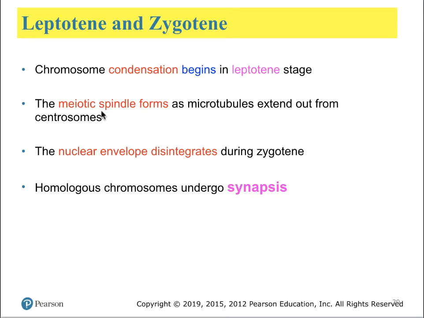And the second thing is that the meiotic spindle begins to form microtubules that extend from the centrosomes. That's it. Then zygotene is characterized by the nuclear envelope melting away, disintegrating, and the movement of the homologous chromosomes as they begin to shorten to form synapses, pairing.